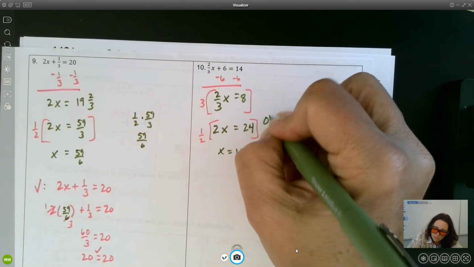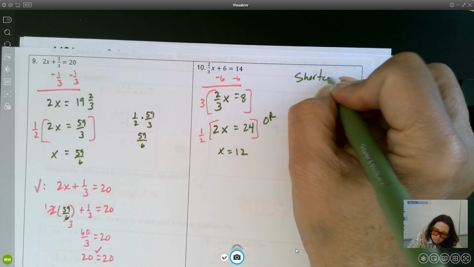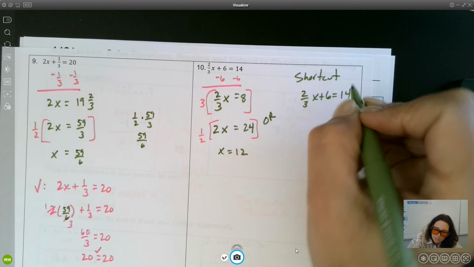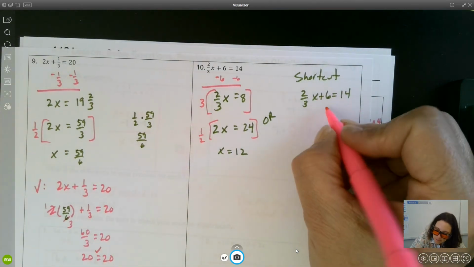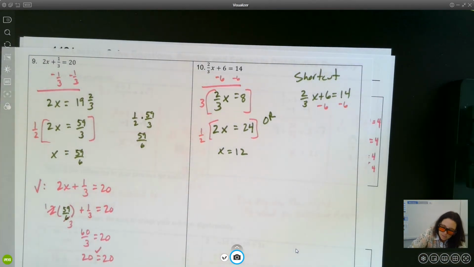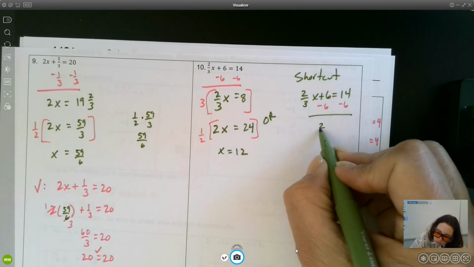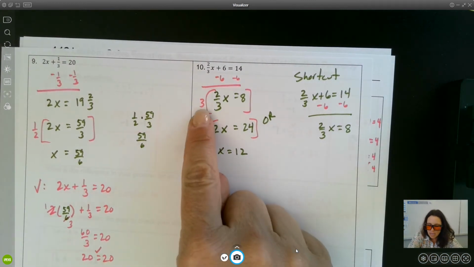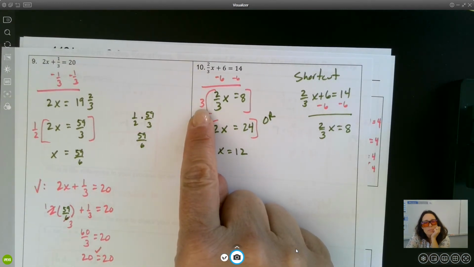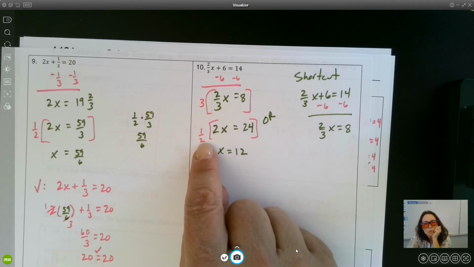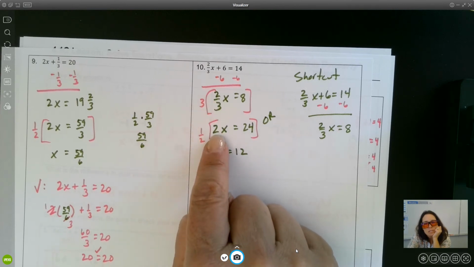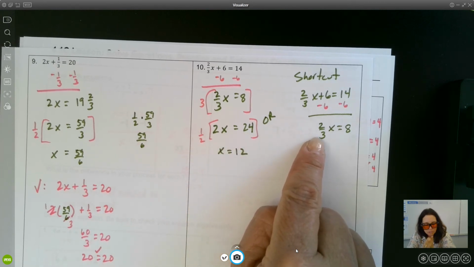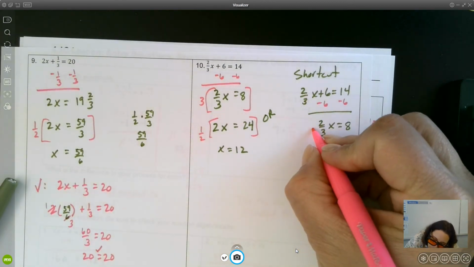Okay, I'm going to show you a shortcut. 2/3 x plus 6 equal 14. Okay, your first step, same as the last one, was to subtract 6. 2/3 x equal 8. All right, do you see how I multiplied by 3 and divided by 2 in separate steps? What if I multiplied by the reciprocal? Watch this.